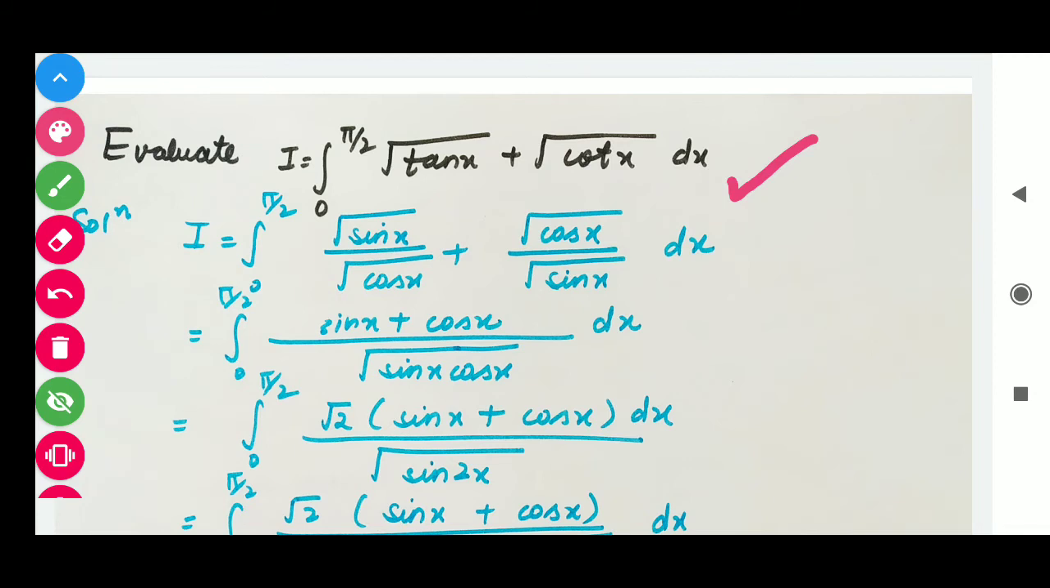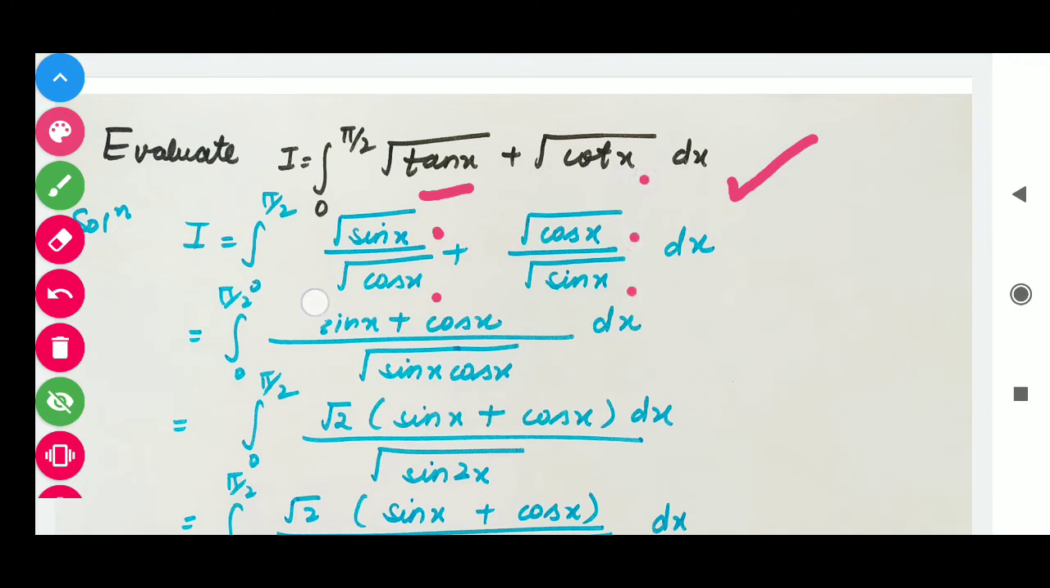Students, if any question comes in the form of tan, cot, cosecant or secant, then you have to first convert it in the form of sin and cos, because we have more formulas in terms of sin and cos. So first convert: we can write tan x as sin x over cos x, and we can write cot x as cos x over sin x.